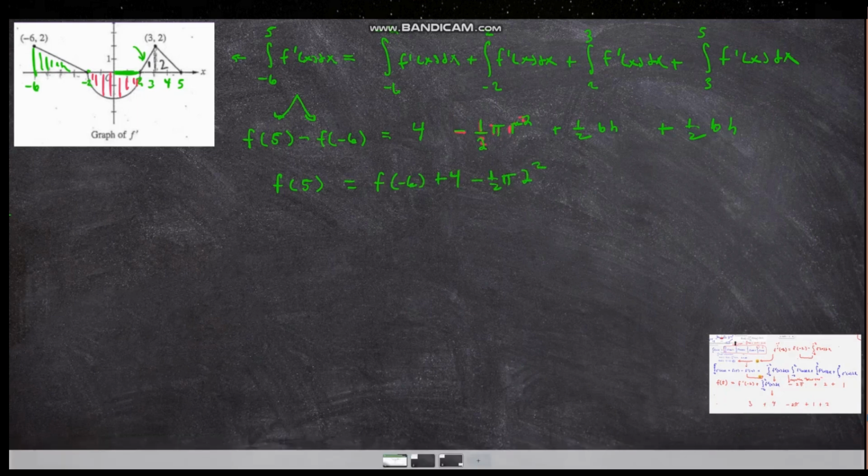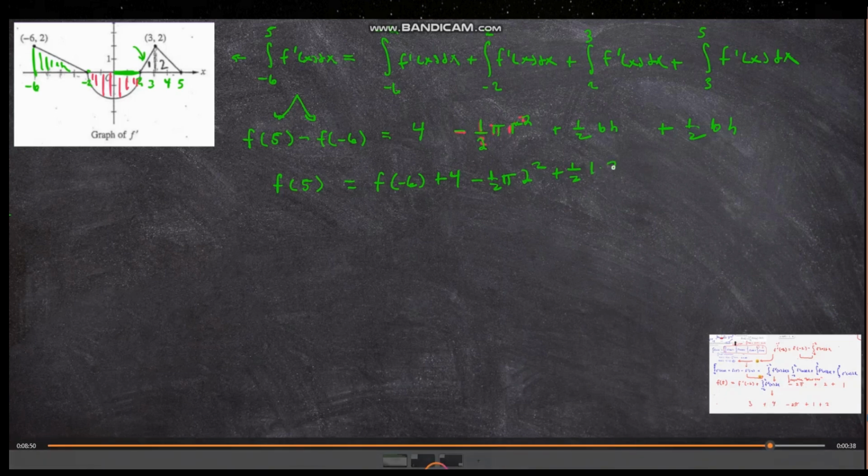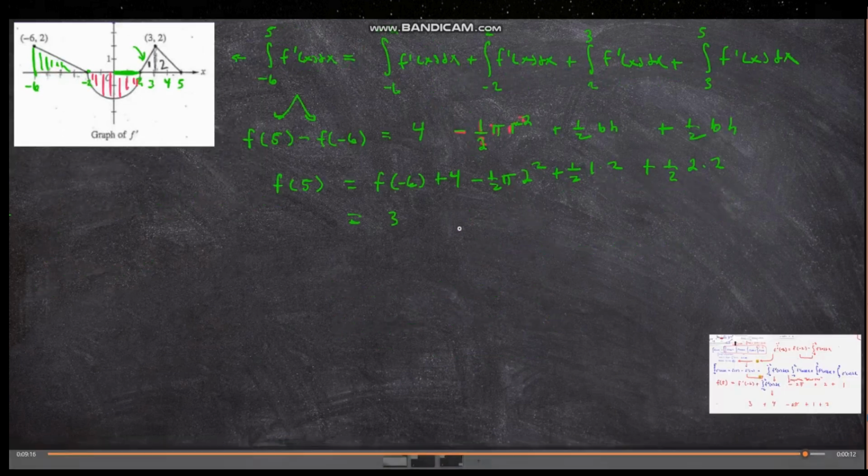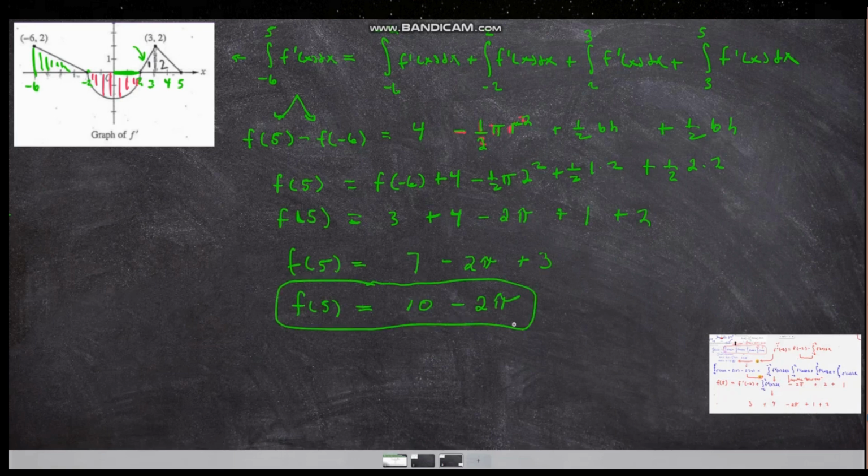And so I did bring my f of -6 to the other side so I can get this f of 5 isolated by itself. Now don't freak out, I've got another cursor. And we have in fact f of -6 already as well. That was 3, remember. Now 1/2 pi r squared, your radius is 2. That's 1/2 pi 2 squared. 1/2 base, that's 1, times height of 2. And so again, f of -6 is equal to 3 here. And again, 1/2 times 1 times 2 plus 1/2 times 2 times 2 for the second triangle.